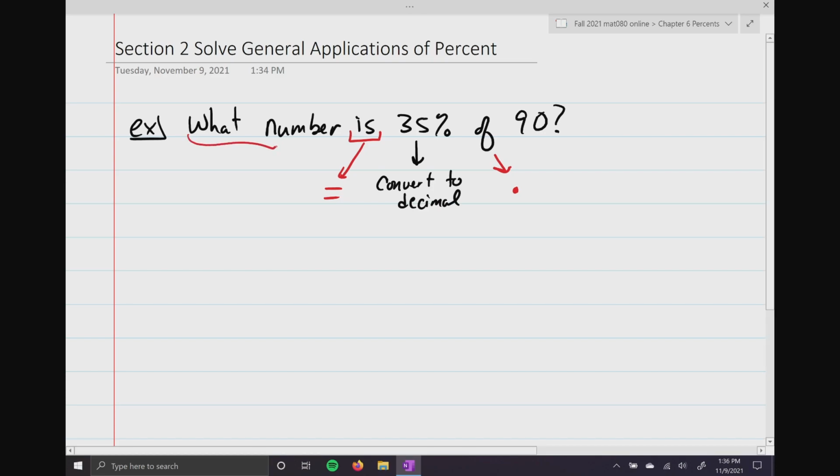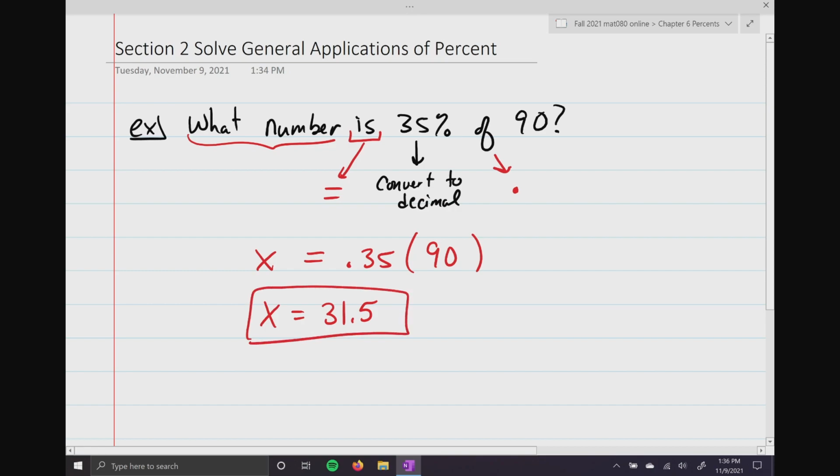Well, what number? If we don't know something in math, we abbreviate with an X. Then we have an equal sign. 35% is going to be 0.35. The word of means multiplication. And then we're just going to multiply 0.35 times 90. So 0.35 times 90 is going to be X equals 31.5. And that's it. That's as hard as this gets.